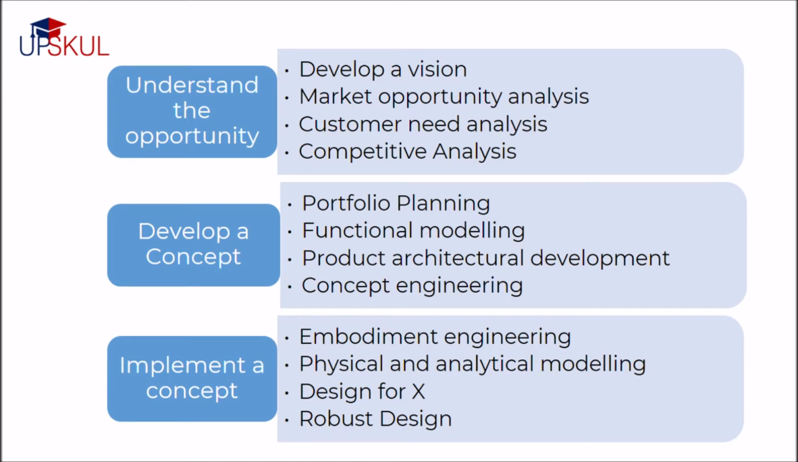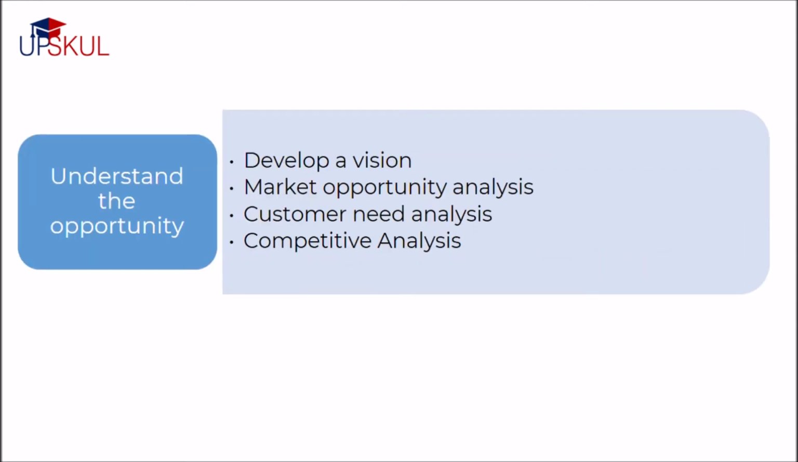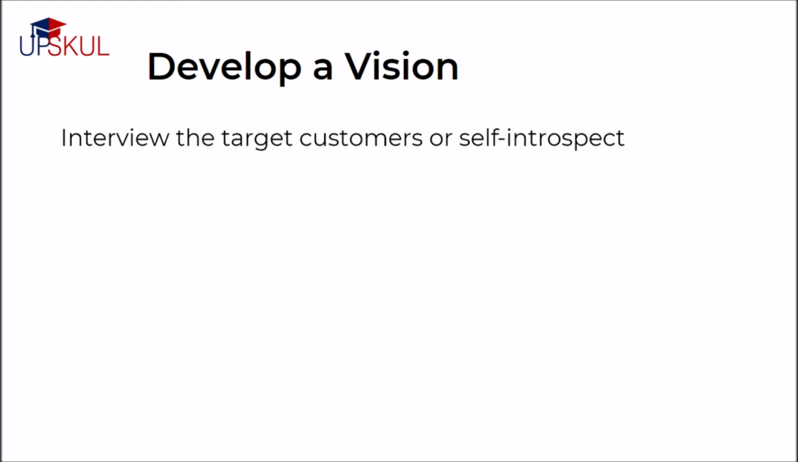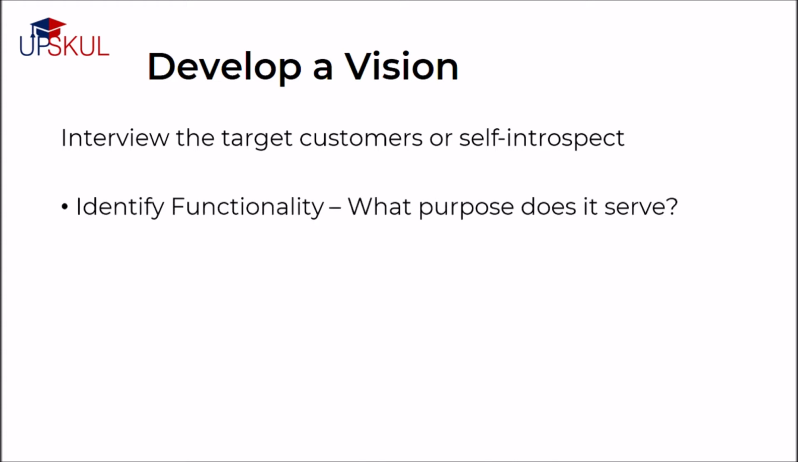In the last video, we discussed the three-phase model of design. In the next few videos, we are going to discuss the methods and tools used to achieve each step. In this lecture, I will teach you how to create a clear idea of a product that you want to build. The first step of understanding the opportunity is to self-introspect about what you want from the product, or if you are designing it for a client or a company, you need to interview them and find it out.